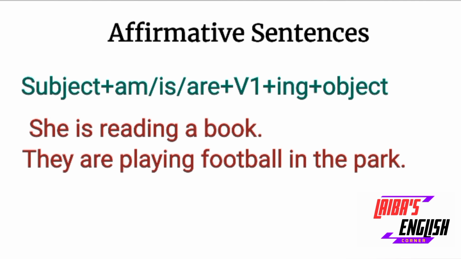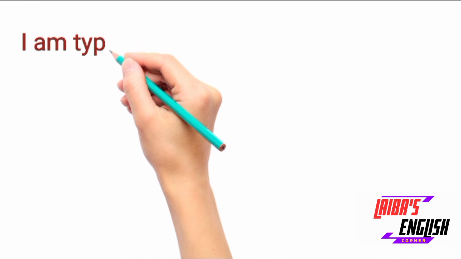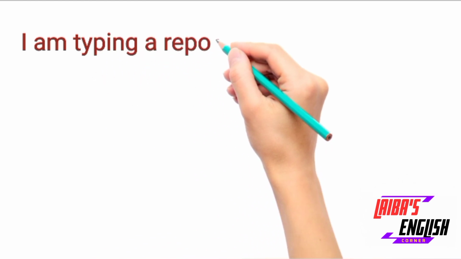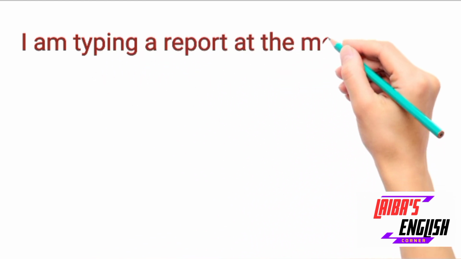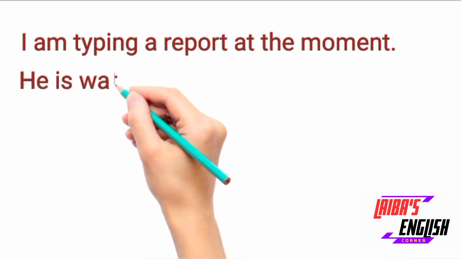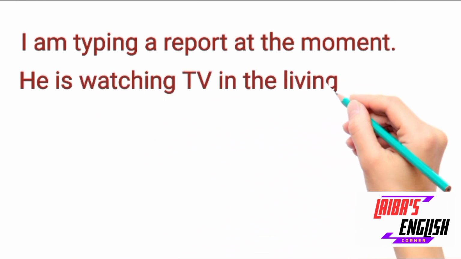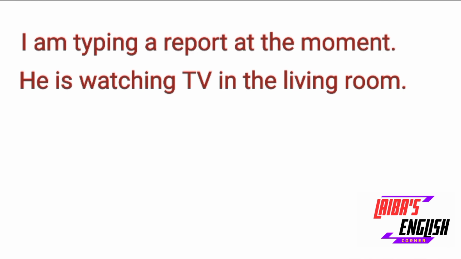Second example is they are playing football in the park. They is the subject, are is the helping verb, playing is play plus ing, football is an object, and in the park is additional information, which is acting as a modifier here. The difference between complement and modifier is available on my channel. I will put the link in the description. You can go and watch that.